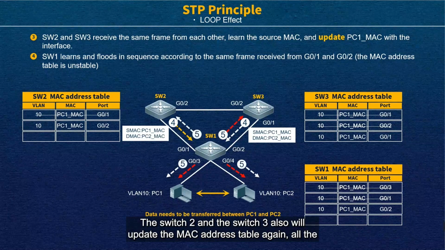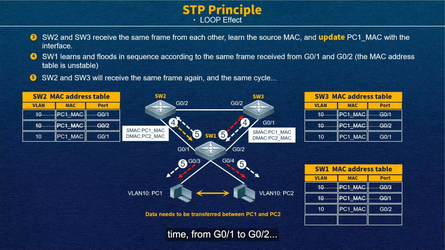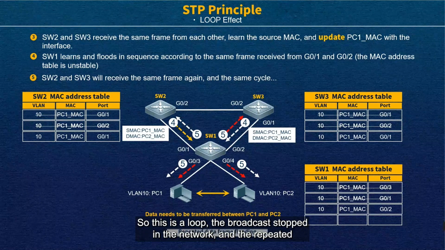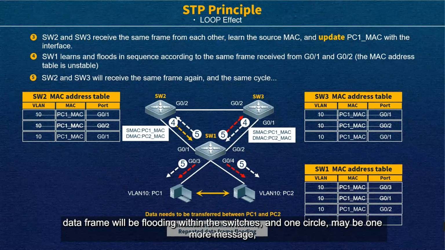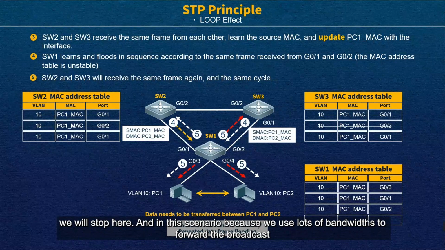Right? Switch 2 and switch 3 also will update the MAC address table again all the time: 1, 2, 1, 2, and 1, 2. So this is a circle. The broadcast storm in the network and the repeated data frames will be flooding within the switches. And in each circle, there may be one more message, until the bandwidth is not enough, and we will stop here.